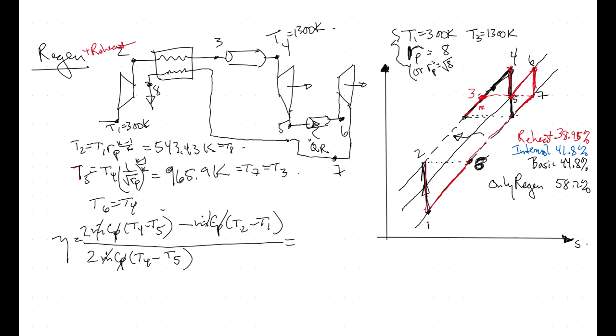So let me redo it. 2 times (T4 minus T5), 1300 minus 965.9, minus (T2 minus T1), where T2 is 543.43 minus 300. All of that divided by 2 times (T4 minus T5), 1300 minus 965.9. I get 63.57%. Woo! Here I'm going to write it in red. So this is reheat plus regen, 63.6%. Oh, that is good.